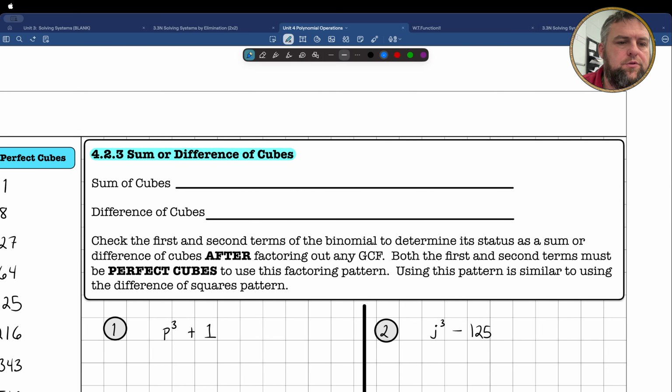Okay, welcome to this lecture on 4.2.3. It's the sum or difference of cubes method for factoring polynomials.